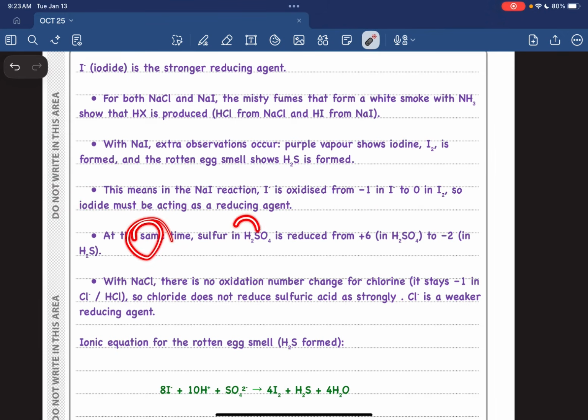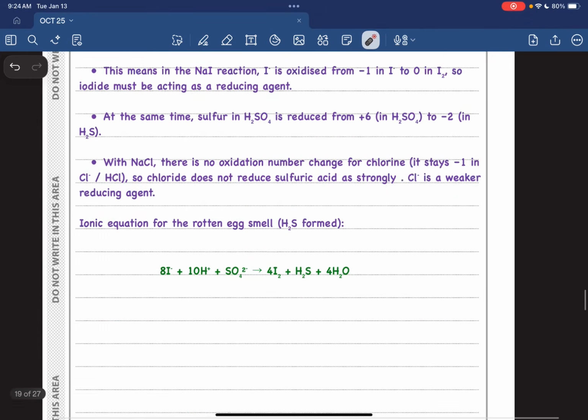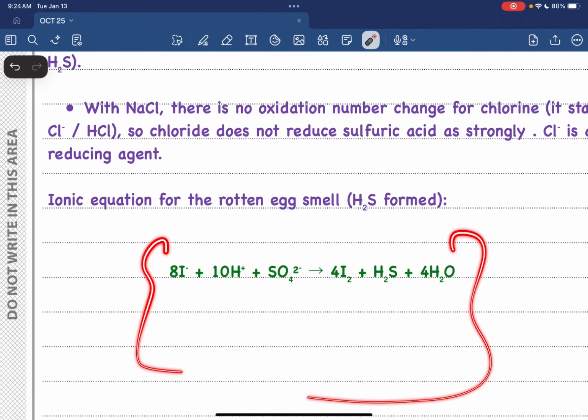At the same time, sulfur is reduced from +6 to -2 in H2S. +6 to -2 means that sulfur gained electrons. Where did the electrons come from? From the iodide. And with NaCl, there is no change in oxidation state, obviously. It stays -1 in Cl- and HCl. So chloride does not reduce sulfuric acid as strongly as iodide does. So Cl- is a weaker reducing agent.